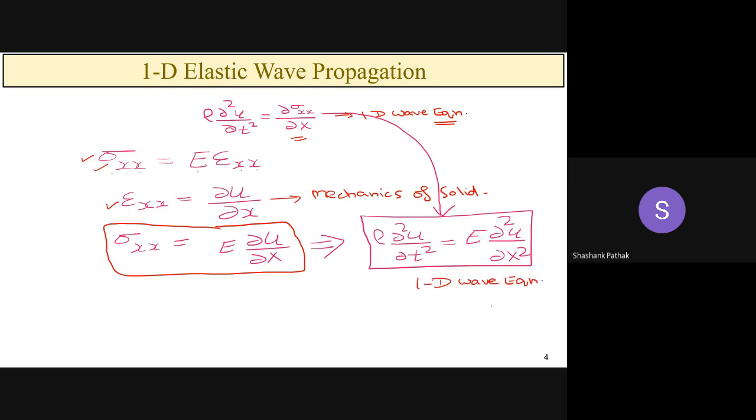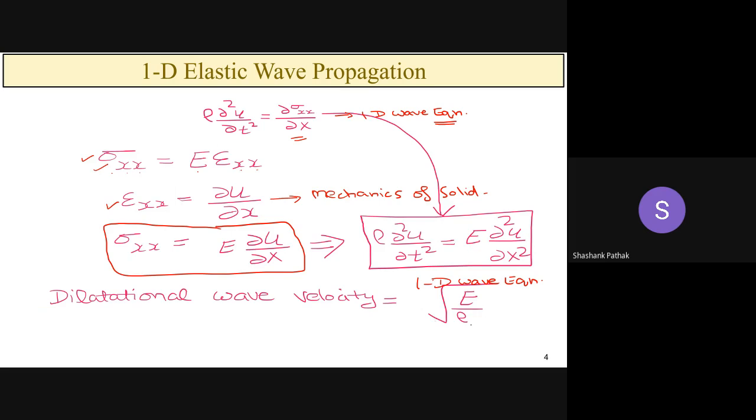which is also a partial differential equation, which you might have seen somewhere, at least in your previous PG or UG curriculum. And the wave velocity, it is not clear, so let me, okay, yeah. So the wave velocity is square root of E upon rho.